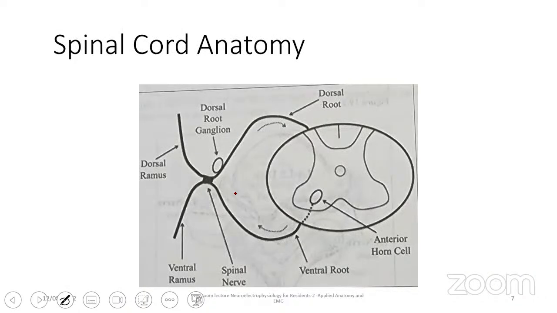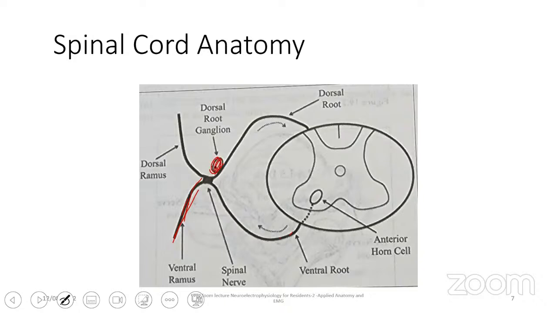Before we dwell on the EMG technique, let me go through the anatomy of the spinal cord. Most of the students have problems answering the question of how the brachial plexus is formed. So let's start with the ventral roots. The ventral root and the dorsal root join to form the spinal nerve, which again divides into ventral ramus and dorsal ramus. The ventral rami join to form the brachial plexus, and the dorsal ramus supplies the paraspinal muscles. And here you can see the dorsal root ganglion.